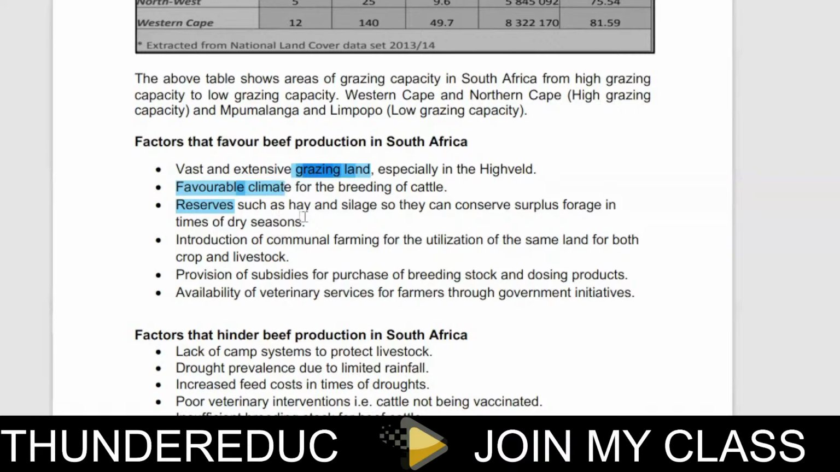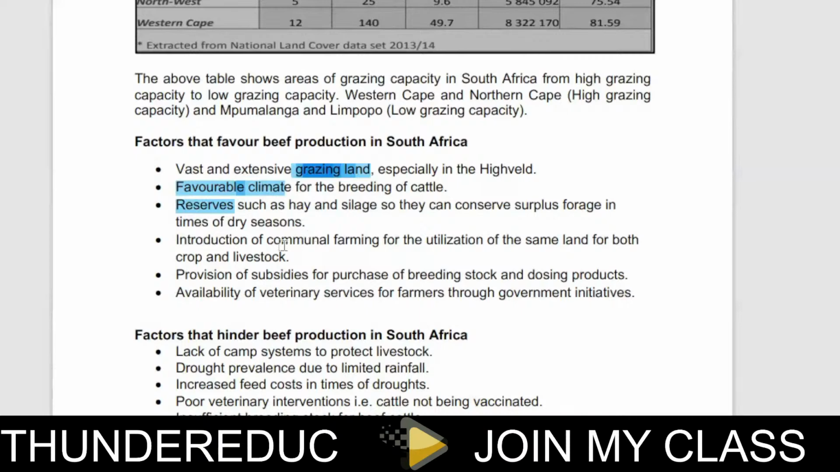This hay, I think you have seen, it is always dry grass that they roll and keep. They store it somewhere, and then during that dry season, they just take it, wet it a little bit, make it consumable by animals, and they won't suffer too much during the dry season. So those reserves help them much more to be in a position to continuously keep animals in that sense.